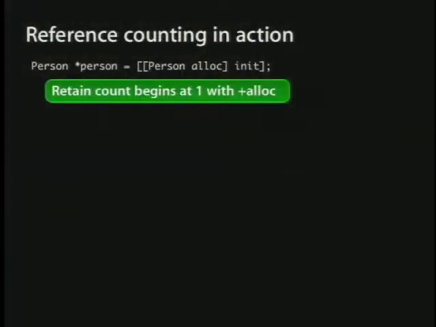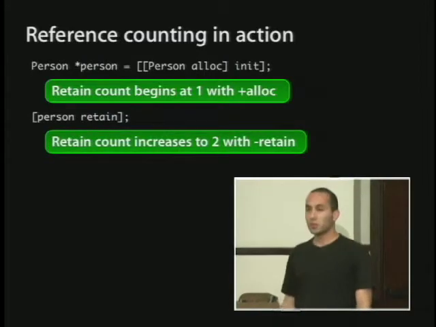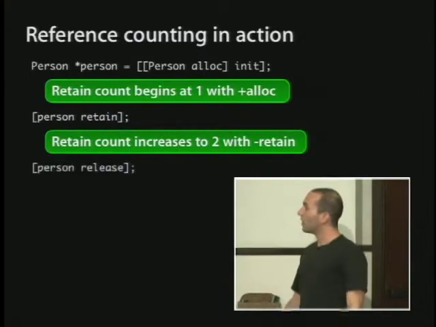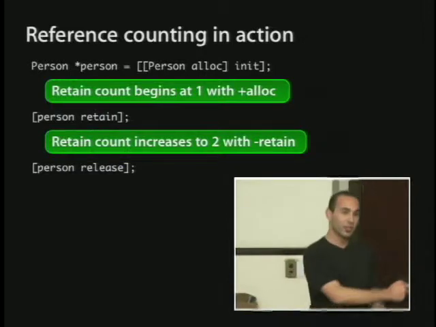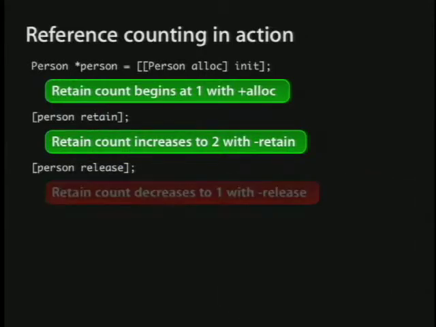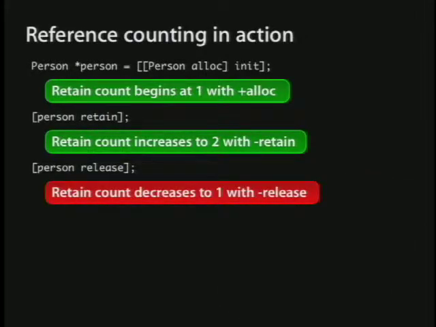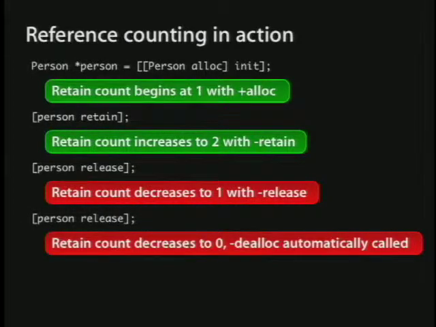So let's look at reference counting with retain and release. When I allocate the object, it's going to have a retain count of 1. Then I call retain on that object, and it's going to go up to 2. I then call release, and the retain count goes to 1. If I call release one more time, the retain count goes to 0, and we're deallocated. I'll show you overriding dealloc in a moment.